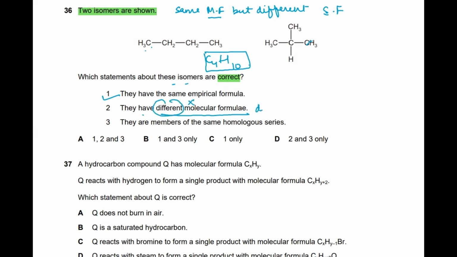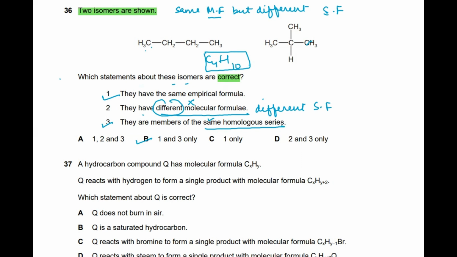That's wrong. They have different structural formulas, right? Now, they are members of the same homologous series. They don't have any other functional group. Only single bonds are here. They belong to the alkanes. Both of them are alkanes. So they belong to the same homologous series. So 1 and 3 are correct. So option B will be correct for MCQ number 36.